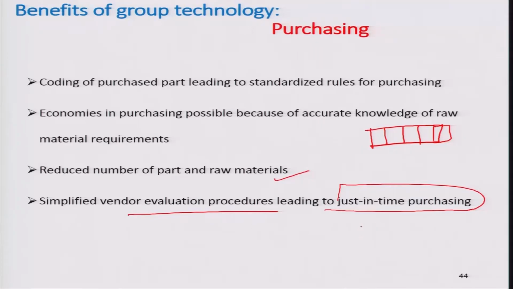Inventory is also reduced using group technology, because in a functional layout, near every machine there is some space to hold parts that get finished later in a serial manner. That kind of inventory gets reduced in group technology.